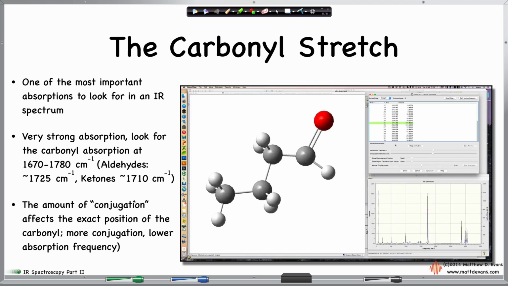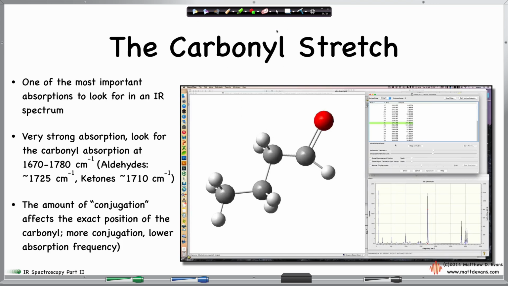Also, what affects this absorption is the amount of conjugation. So if this carbonyl, this C double bond oxygen, has a double bond that's adjacent to it, that can have an effect on the conjugation, and that can have an effect on the absorption value too. Anyways, we'll just ignore that for now.